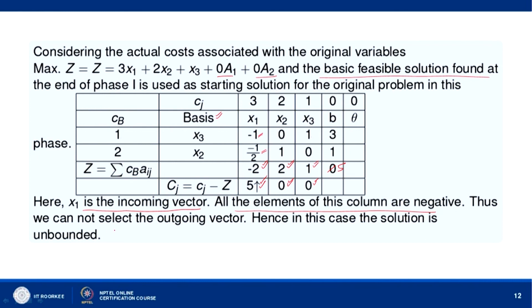So, we cannot select the outgoing vector, okay, because for selecting outgoing vector, we should have positive value of theta, okay, from which we get the minimum positive value of theta. So, there is no minimum positive value of theta. So, we cannot select outgoing vector, hence in this case the solution is unbounded.